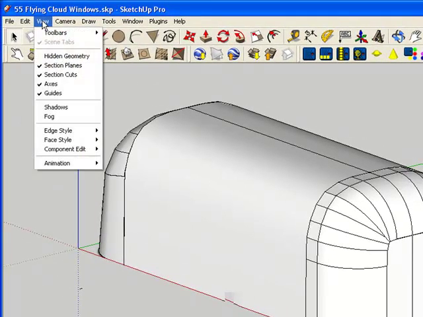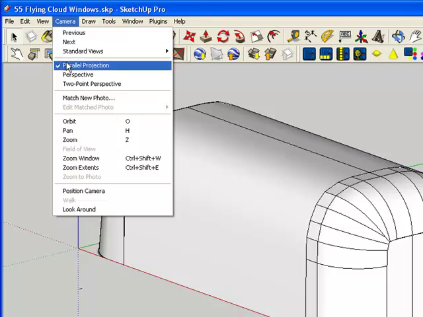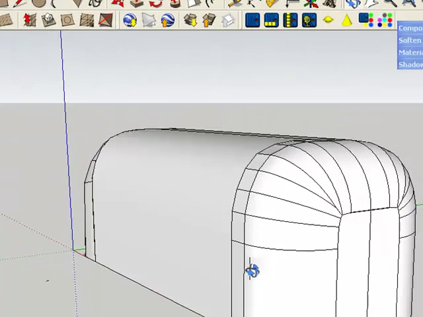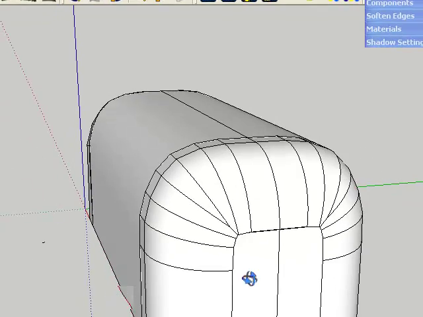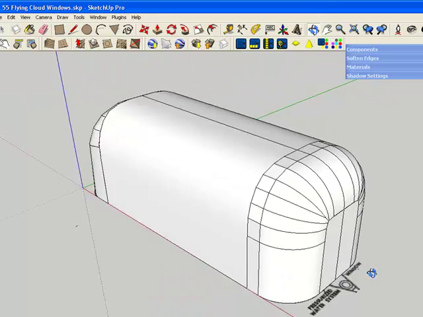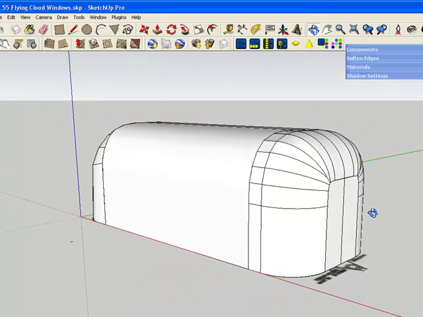So let's go back up to Camera, and hit Perspective again. And now you see it comes back to a view as we use our scroll button and hold it down and rotate around the image. The trailer looks like what we would see it in real life.